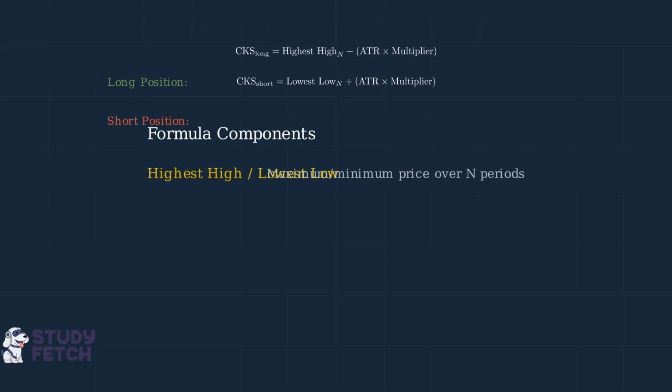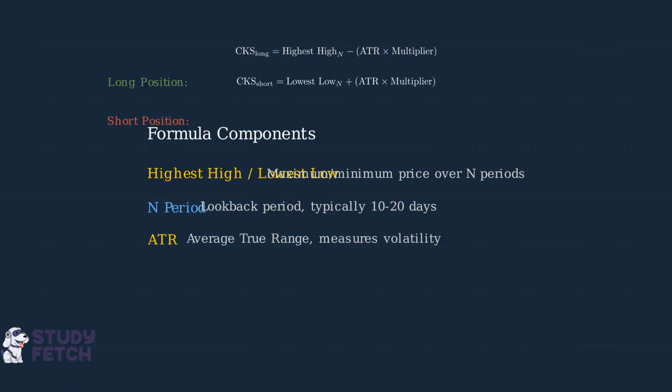The highest high and lowest low refer to the maximum and minimum price values observed over the specified N period look-back window. The N period typically ranges from 10 to 20 days, with 15 being a common choice. The average true range, or ATR, is a volatility indicator that measures the average price range over a specified period. The multiplier acts as a sensitivity control, determining how far the stop is placed from the price extremes.